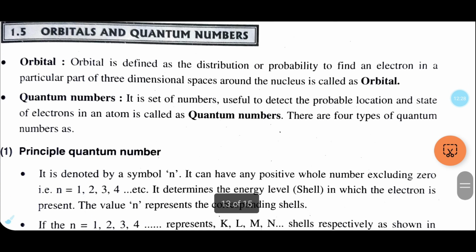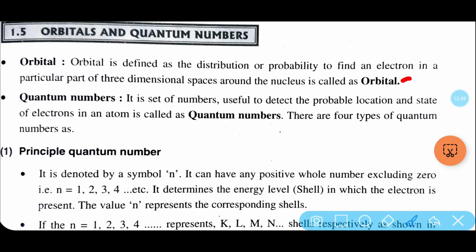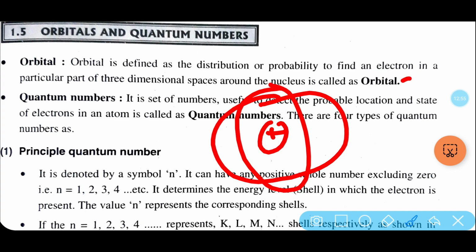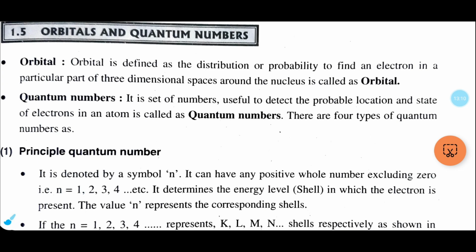So, orbital, what is orbital? As we know today, an orbital is a distribution or probability of finding the electron in a particular path of the three-dimensional space around the nucleus, and that particular space around the nucleus in three dimensions, we can say, is an orbit. So, an orbit is a three-dimensional space around the nucleus in which the electrons are there, and that fixed path in three dimensions, that space, is called an orbit.